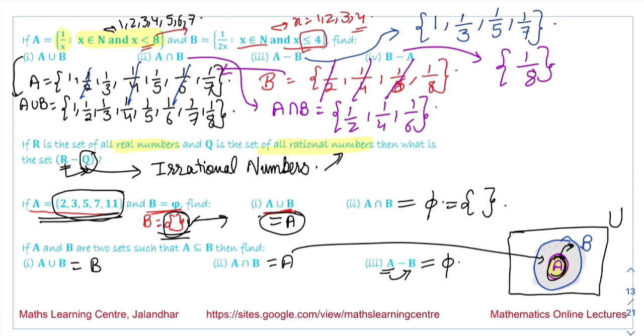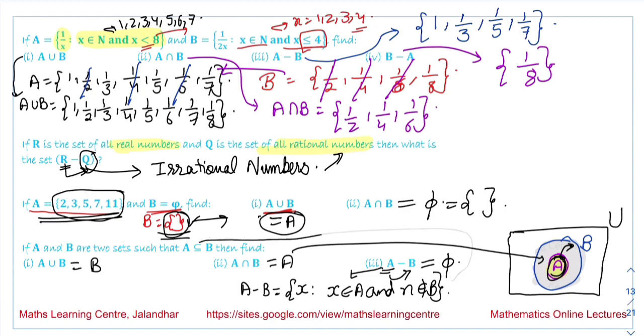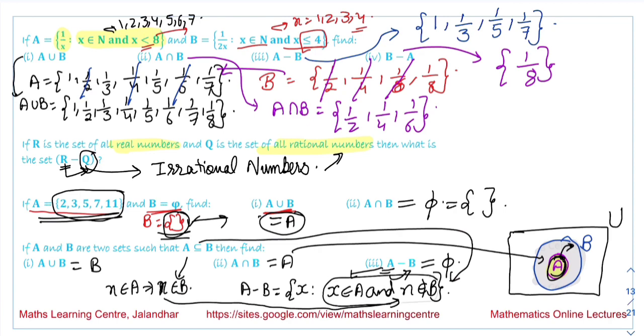You can also write this in this form, that A minus B is equal to all those x such that x belongs to A and x does not belong to B. But what we have is that A is a subset of B. A is a subset of B means that x belongs to A implies x belongs to B. So there is no element such that x belongs to A and x does not belong to B. So that is why this set A minus B is equal to φ.